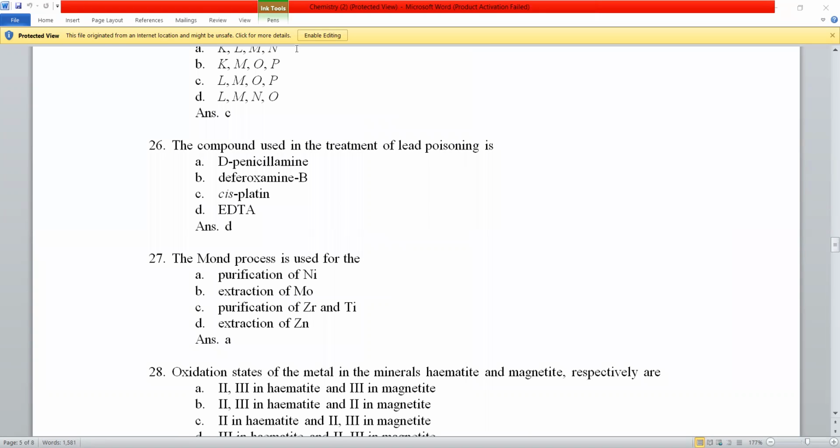Next, question number 26. The compound used in treatment of lead poisoning. Which is used to remove lead poisoning? EDTA we are using, ethylenediaminetetraacetate. It's a hexadentate ligand, students. That question is from applications of coordination chemistry. So question number 27. The Mond process is used for purification of nickel only. So next, question number 28.